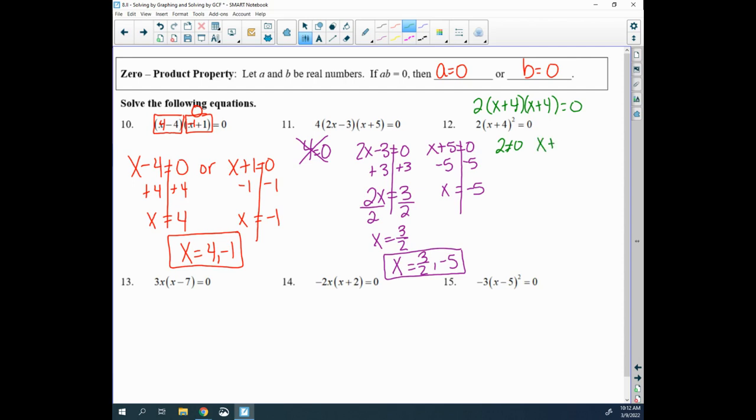The x plus 4 could be 0. Or the third thing is again an x plus 4. I don't really need to write it twice. Once I've done the math, I've done the math. So if I solve this, I get x equals -4, and that is my only answer for that particular one.